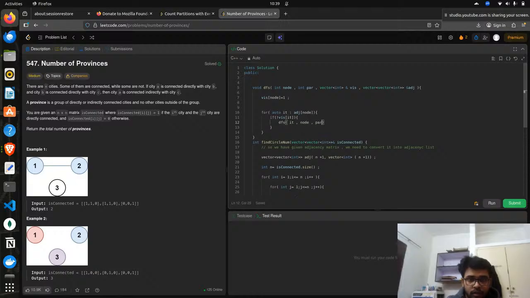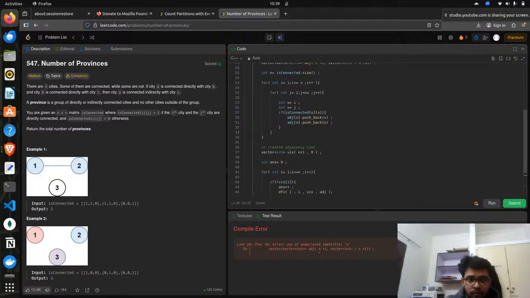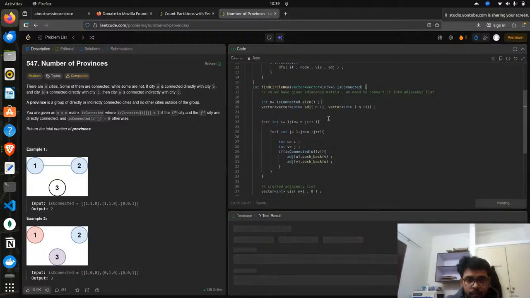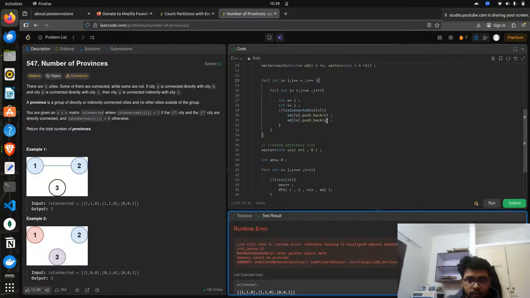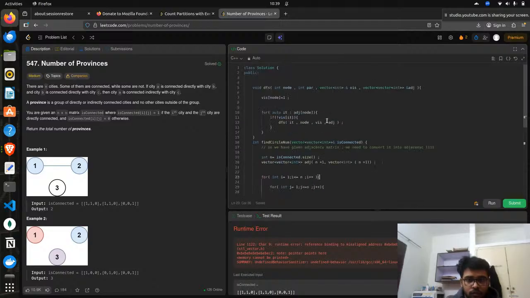Yes, each node is in the adjacency list. And then plus one.